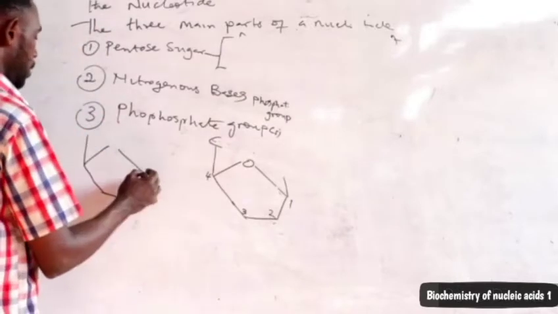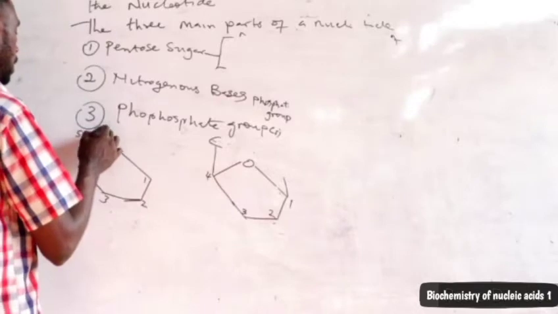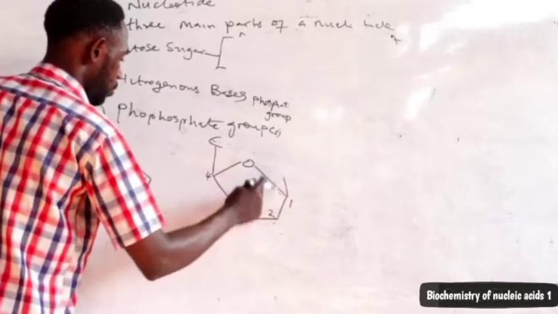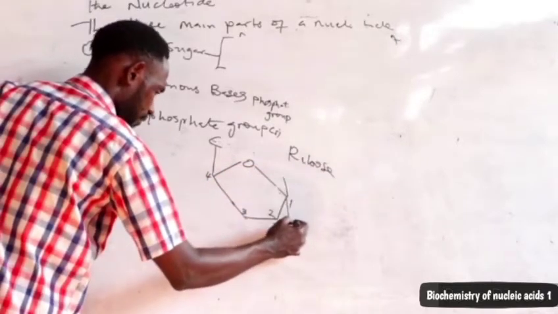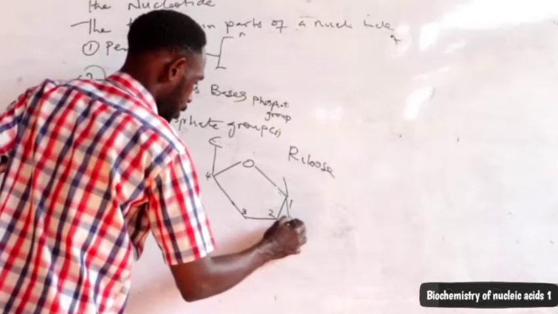The same thing is applicable here: 1, 2, 3, 4, and 5. So you have the CH2OH here. The only difference is that if you come to ribose, this is ribose sugar, you just have the hydrogen attached, the OH attached.